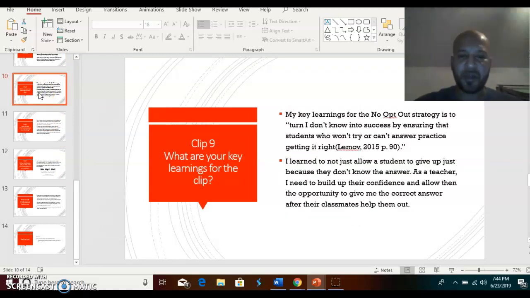What are your key learnings for the clip? My key learning for the no opt-out strategy is to turn I don't know into success by ensuring that students who won't try or can't answer practice getting it right. I've learned to not just allow a student to give up just because they don't know the answer. As a teacher, I need to build up their confidence and allow them the opportunity to give me the correct answer after their classmates help them out.